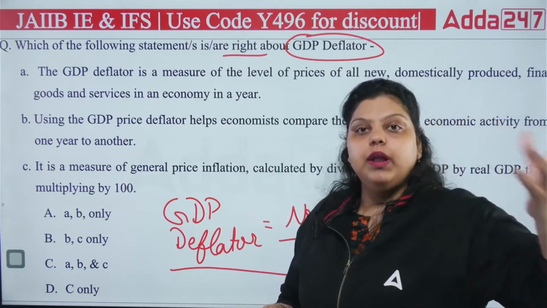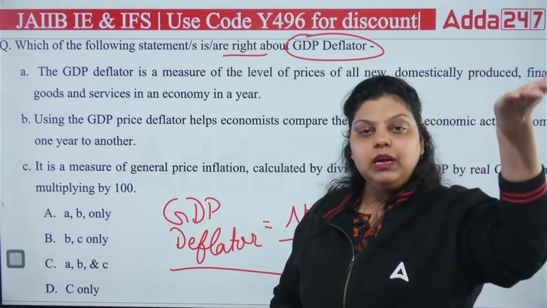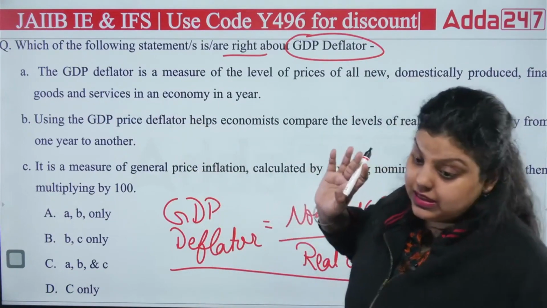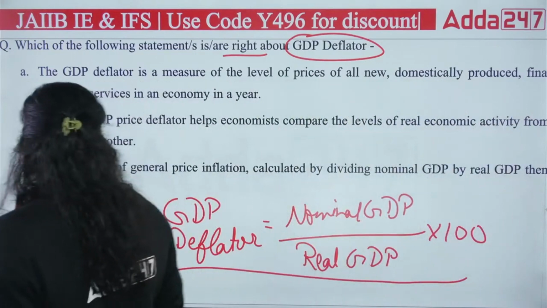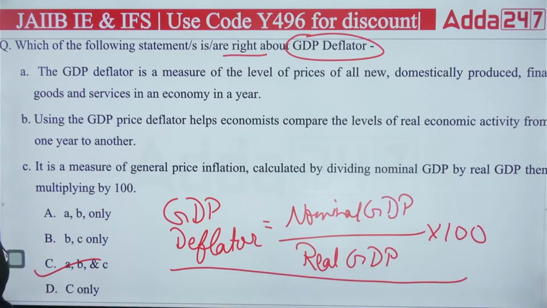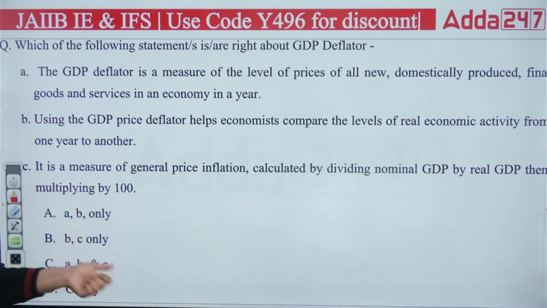They will give you the production of certain years. Then you have to calculate the nominal GDP and real GDP, then put the values in this formula and calculate the GDP deflator. So, this kind of question can be asked. And the right statement is that all the statements about the GDP deflator are correct here. The right answer is C, A, B, C, all are correct.